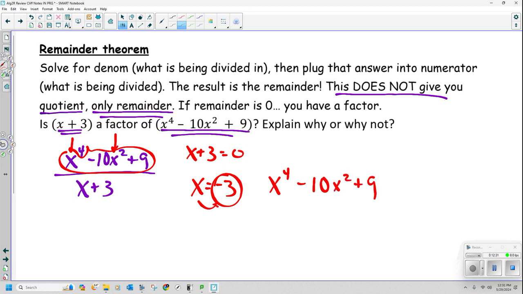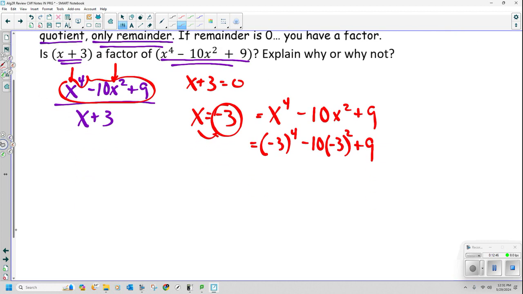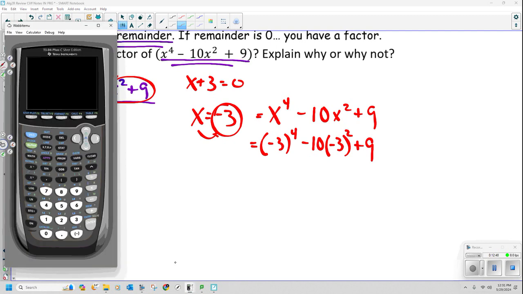So if I take x to the 4th minus 10x squared plus 9, and I throw x equals negative 3, if I throw a negative 3 in for these x's, that's squared. Okay? Whatever that number is, that's my remainder. Okay? So I know what the answer to this is. I could do this quickly, but we'll still do this in the calculator.